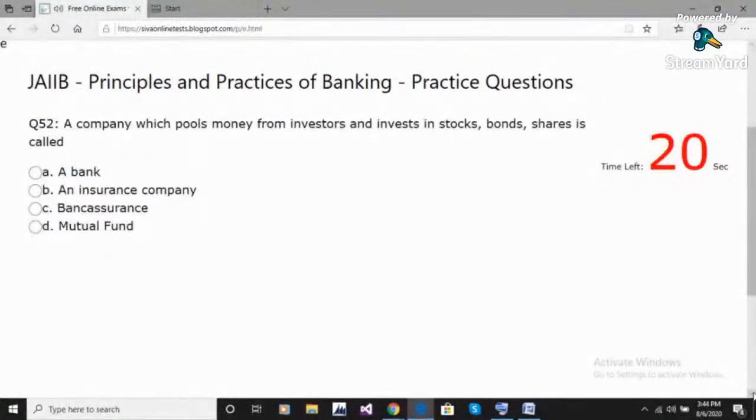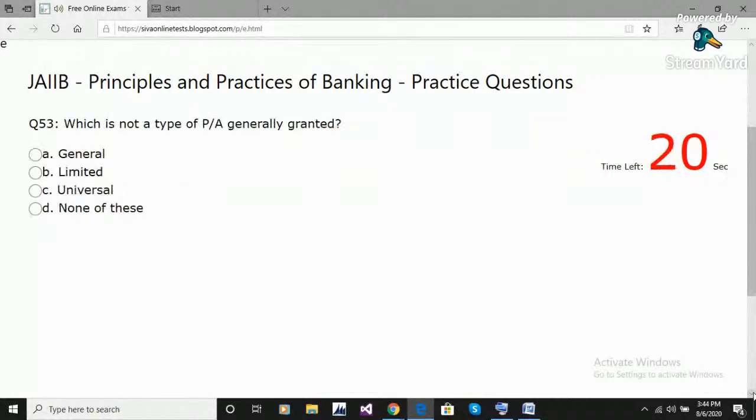Question 52. A company which pools money from investors and invests in stocks, bonds, shares is called. Option A. A bank. Option B. An insurance company. Option C. Bank assurance. Option D. Mutual fund. Answer D. Mutual fund.